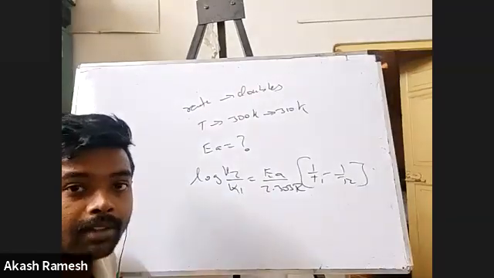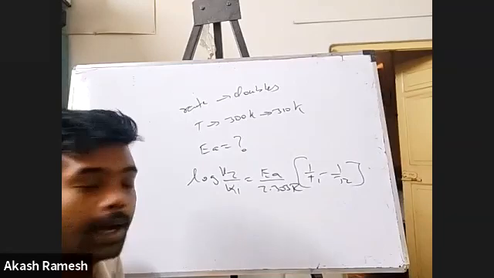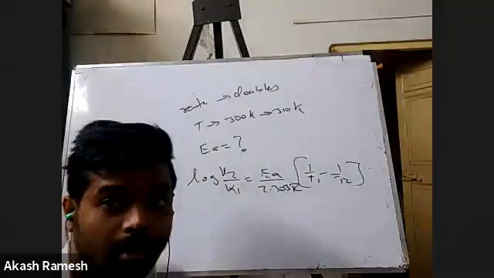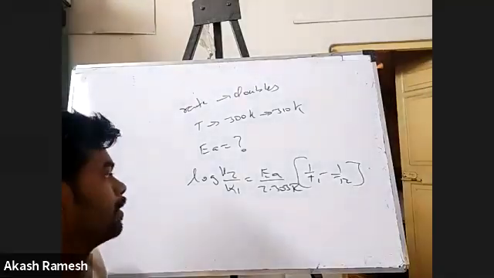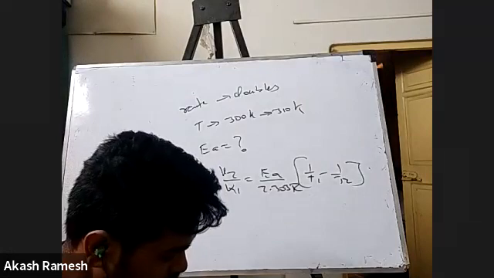Yeah, okay. So R value should be 8.314 because you're using it in terms of joules, right? So just substitute the values, nothing else.